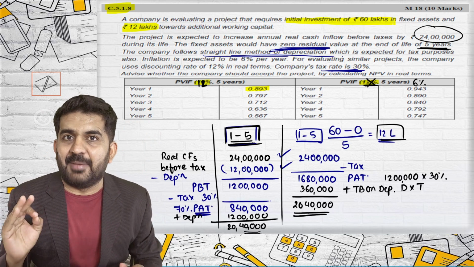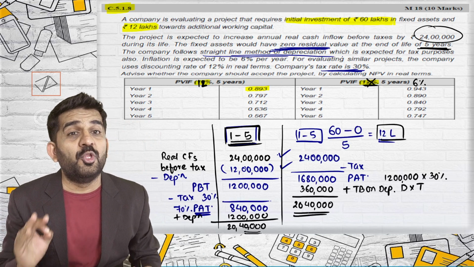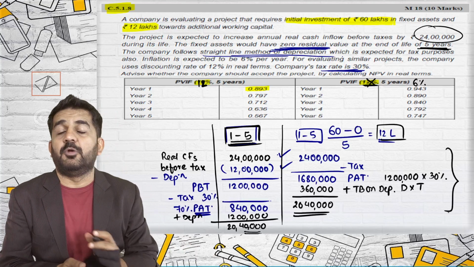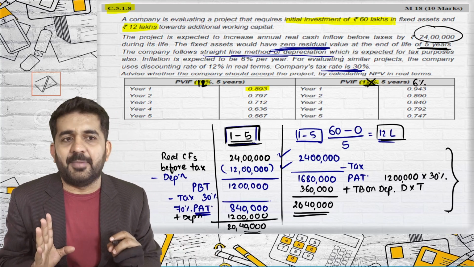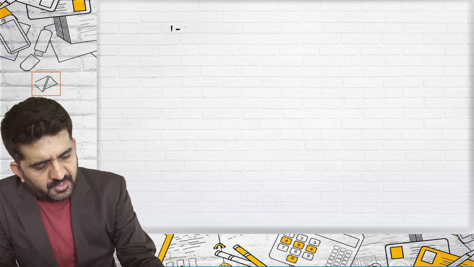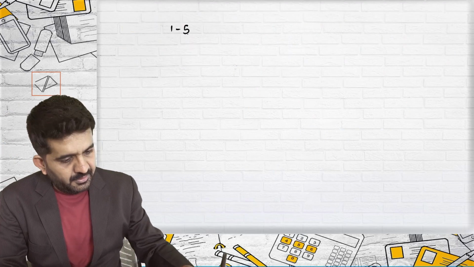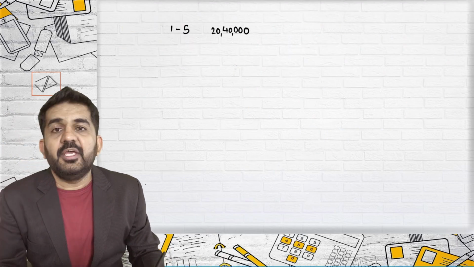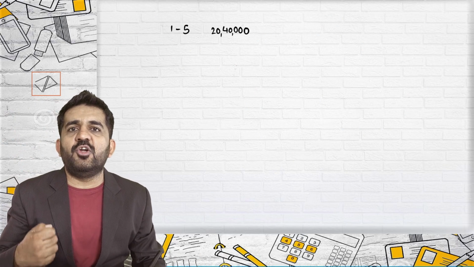Sir, which method you should follow? You can follow any method, but you should know both the methods. It is not so that you will not know this method and it will do. You will have to learn both the methods how to solve this cash flow. So, what are the cash flow from 1 to 5 years? It is 20,40,000.